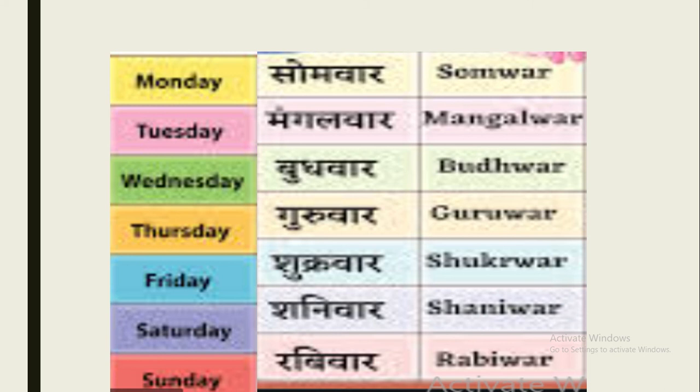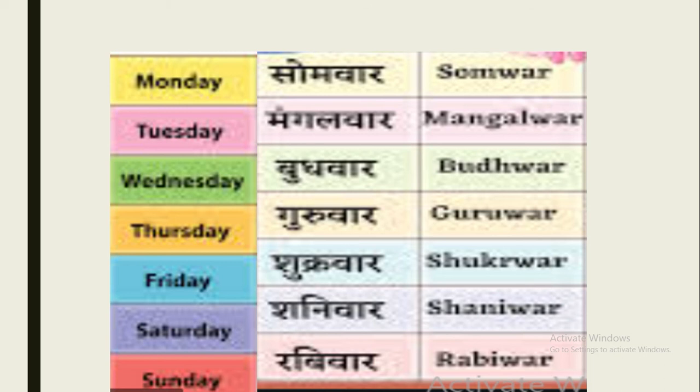In all the days you get "var". Var indicates day. Sunday, Monday, that is the day. Say Somvar, Monday. What is the third day?